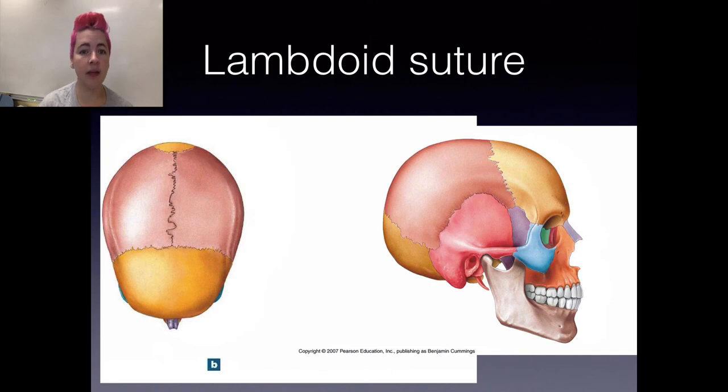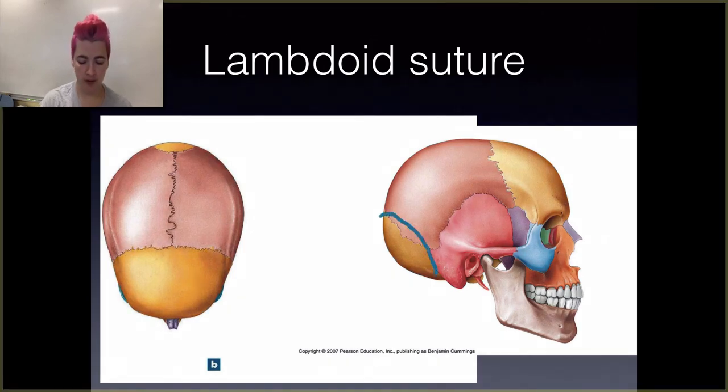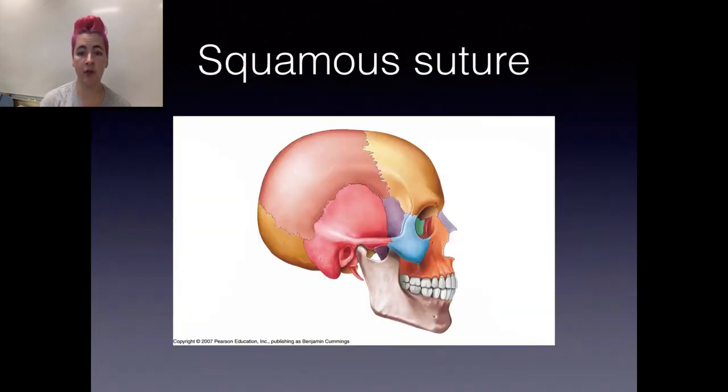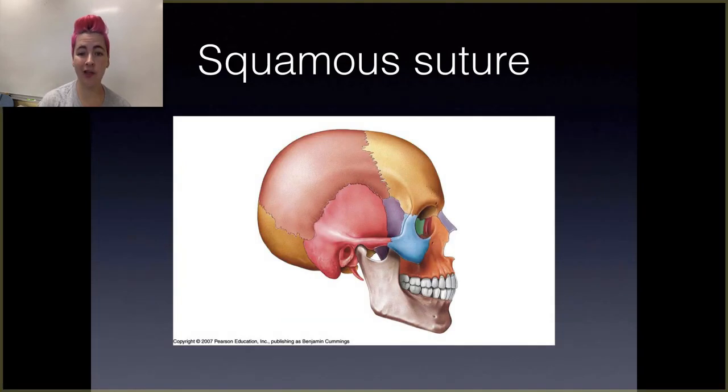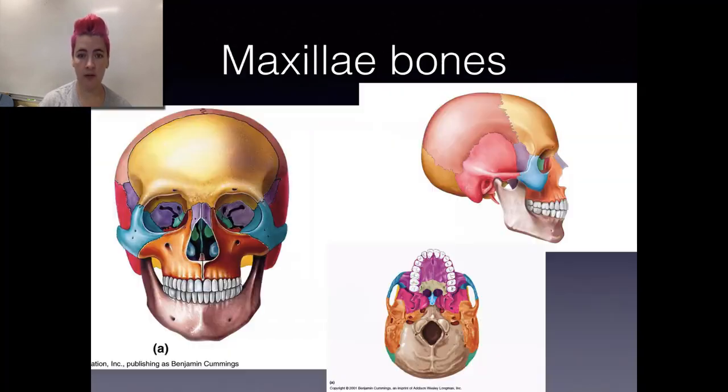The lambdoid, this also could be the lambdoidal suture, is at the base of the skull here, separating the parietal bone from the occipital bone. You can also see it here. The squamous suture essentially separates the parietal from the temporal bone, which is here.